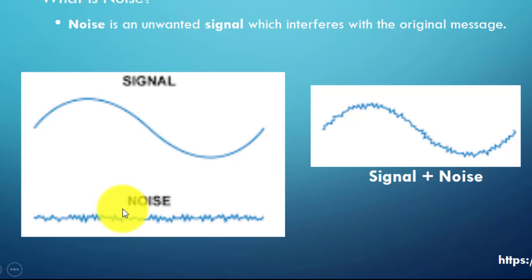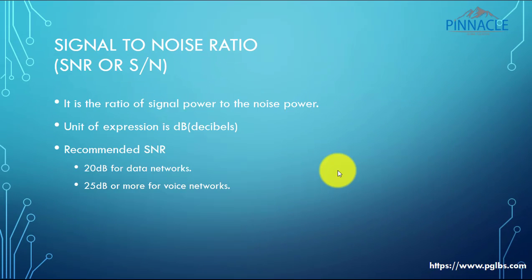So when you are actually transmitting, the signal actually gets embedded with the noise, or putting it the other way, the noise gets embedded in the signal. So when it is coming at the receiving end, you don't get the actual signal, you get signal and noise. So it is important for us to eliminate the noise and consider only the signal. So we have a factor called signal to noise ratio, which is called S/N. So what is the signal to noise ratio? It is the ratio of signal power to the noise power, and it is expressed in terms of decibels.